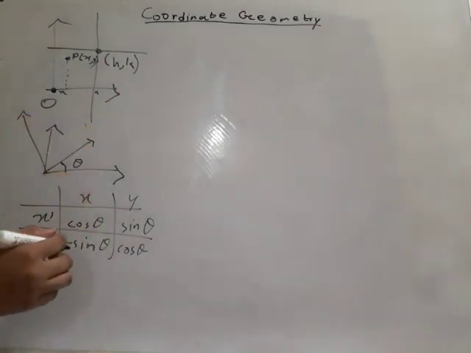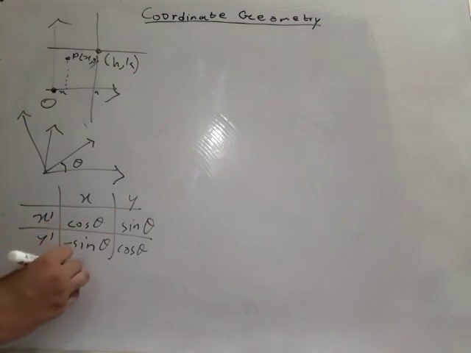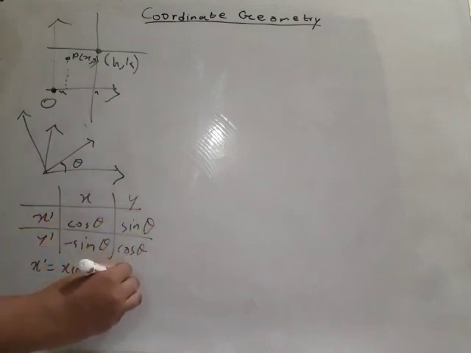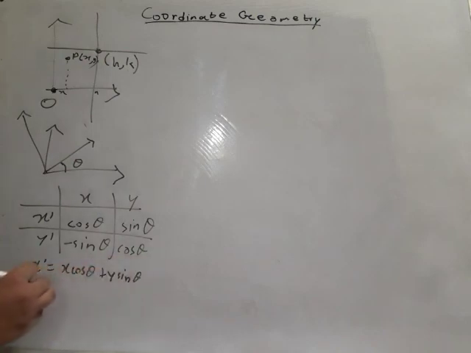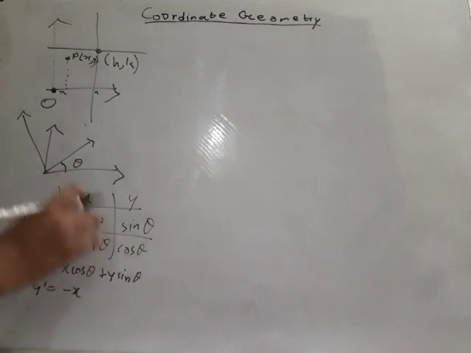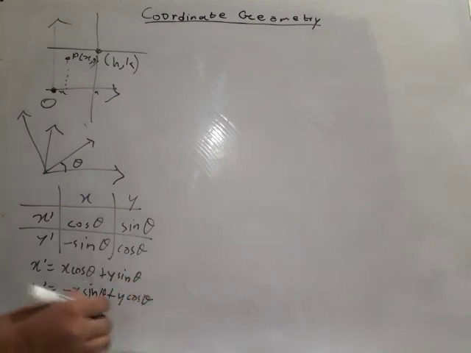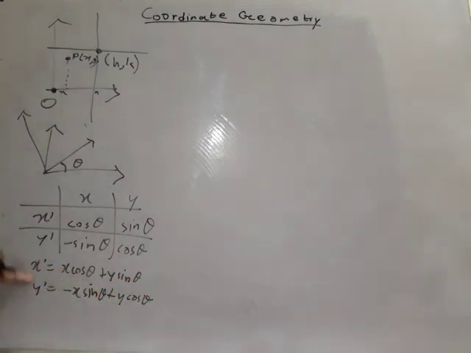What will you do if you are told to find new coordinates? x dash equals x cos theta plus y sine theta, and y dash equals minus x sine theta plus y cos theta. These are the new coordinates of a point.